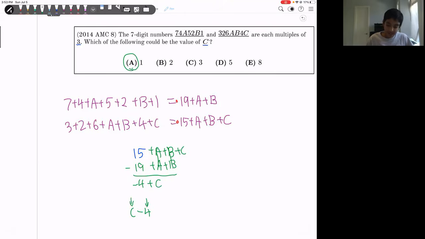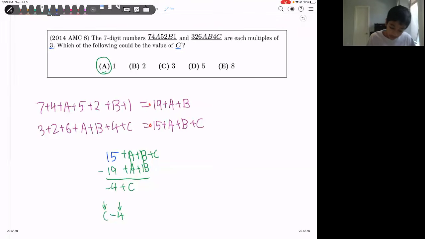And even though this seemed a bit intimidating at first, we got rid of a lot of terms because these terms all canceled. So that was something that we did, and that was useful to us.